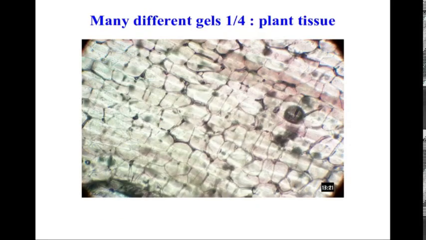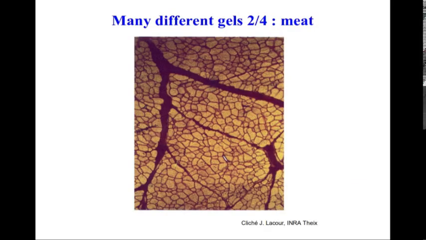Now, I want to come back to gel. We have seen one gel, plant tissue. Now, here is another gel, meat. Meat is made of long fibers full of liquid. So, indeed, it's a gel.